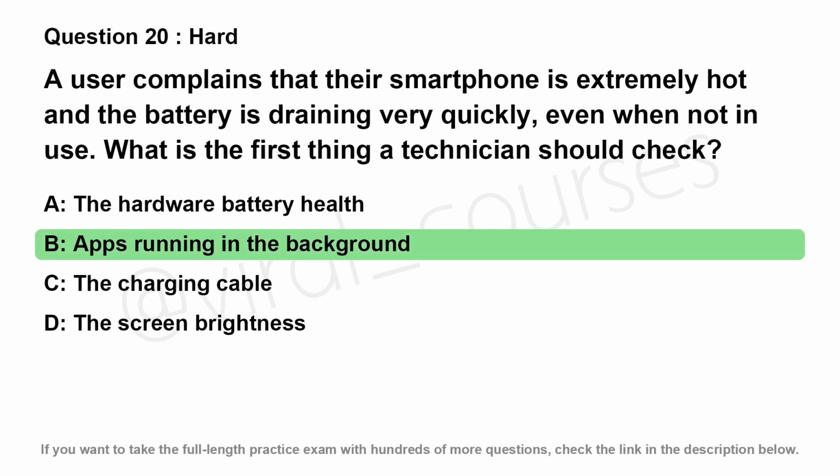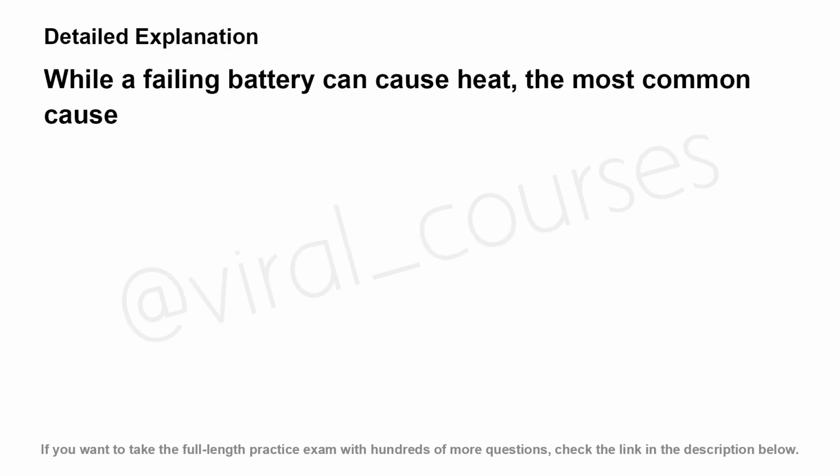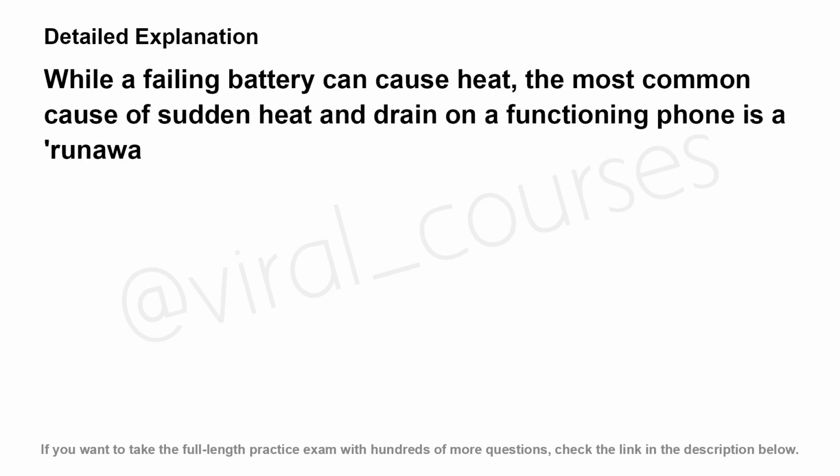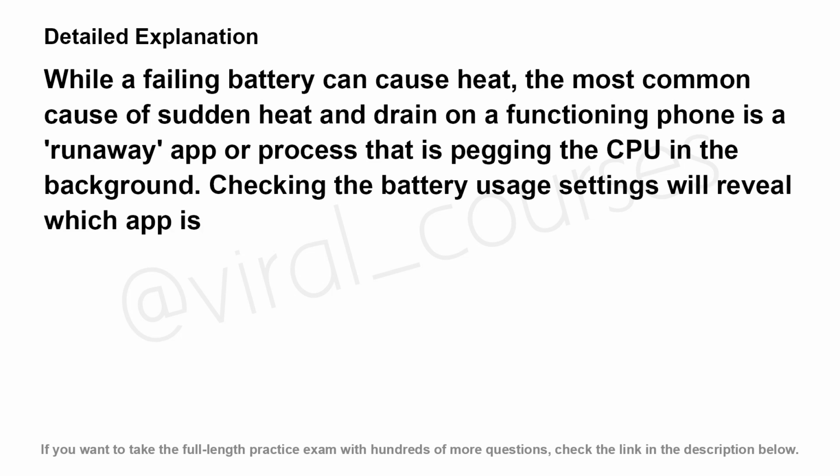The correct answer is B. While a failing battery can cause heat, the most common cause of sudden heat and drain on a functioning phone is a runaway app or process that is pegging the CPU in the background. Checking the battery usage settings will reveal which app is consuming the most resources.